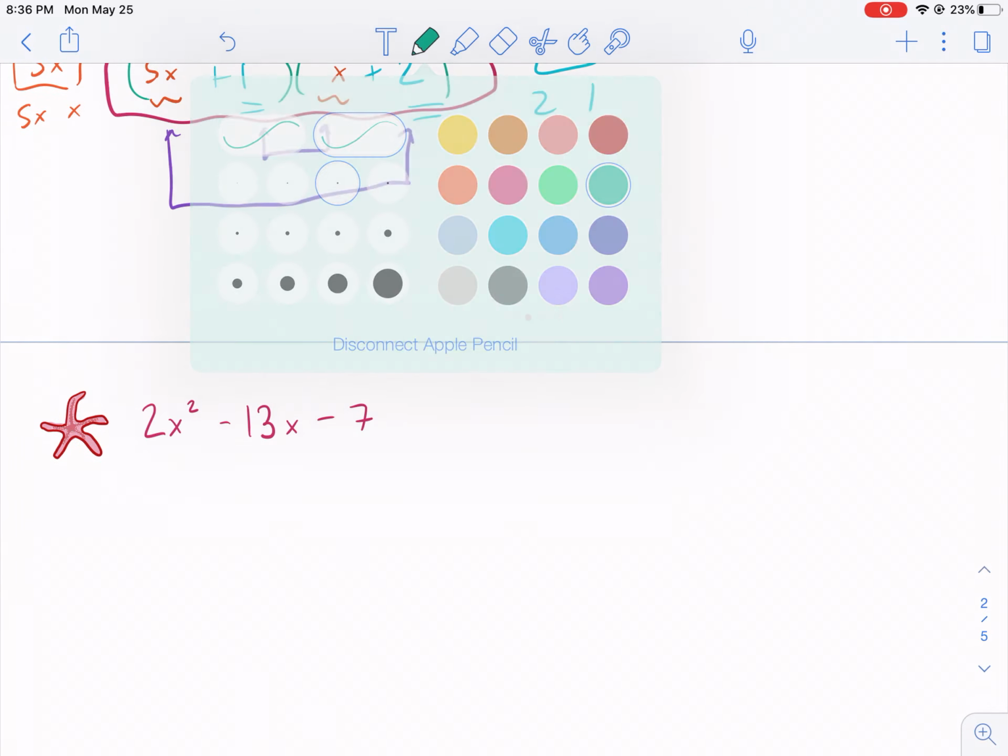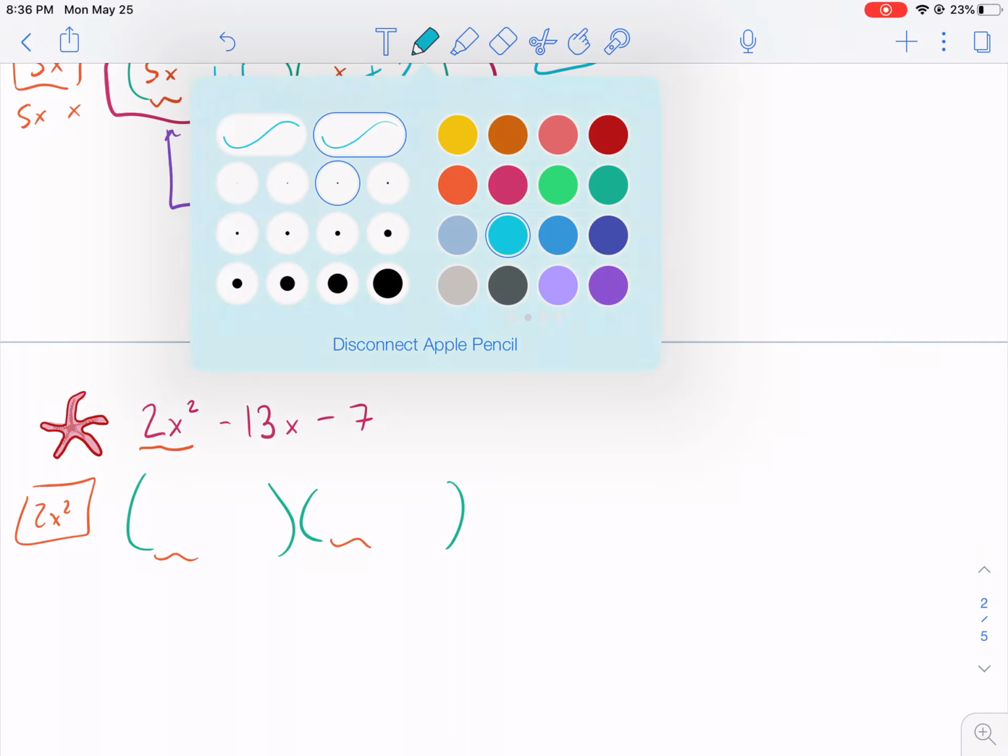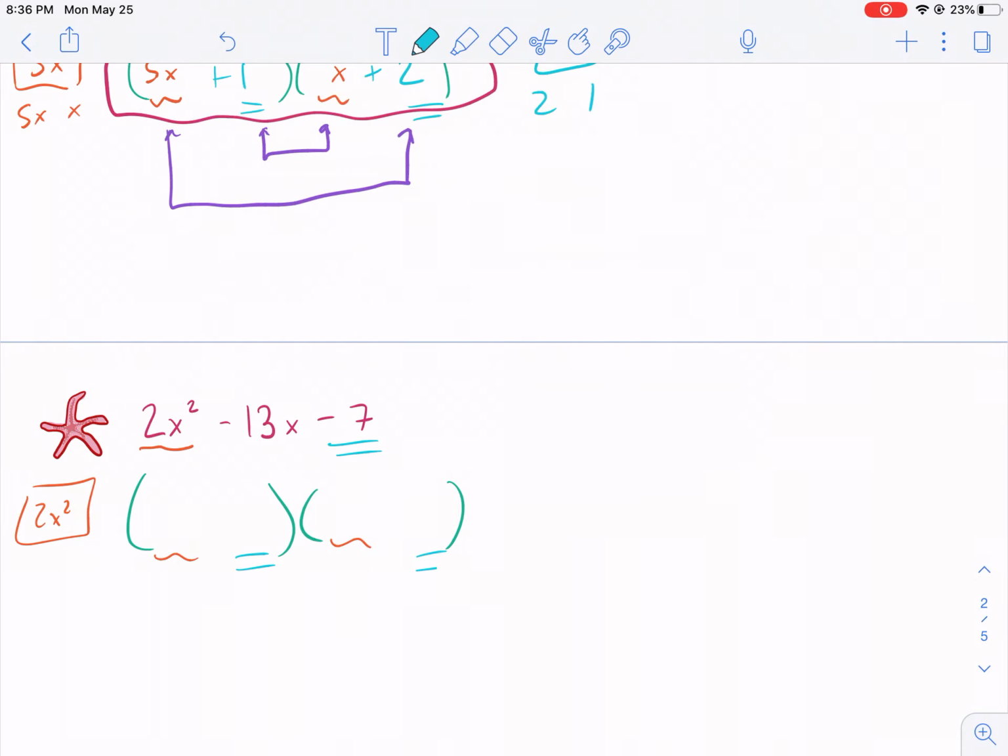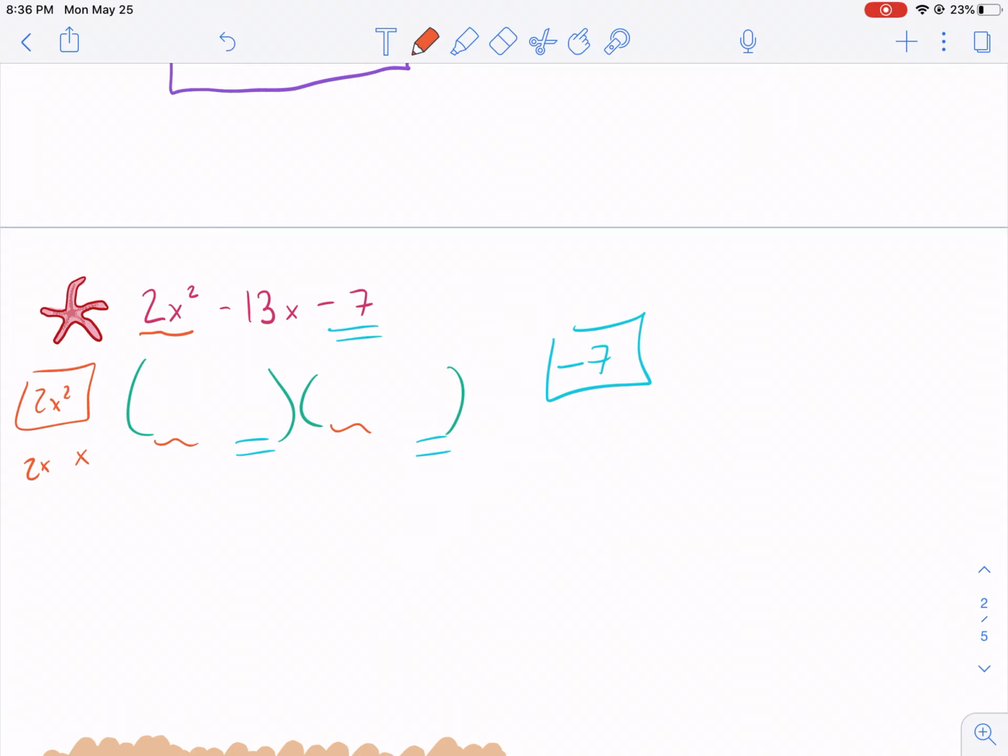Last one here. Notice how we have some negatives going on. We're going to put our factors of 2x squared here, 2x squared, boom, boom. And then our factors of negative 7, boom, boom, negative 7. Okay, 2x squared. Well, that gives us 2x and x. We only have one option there. Now we have an issue.